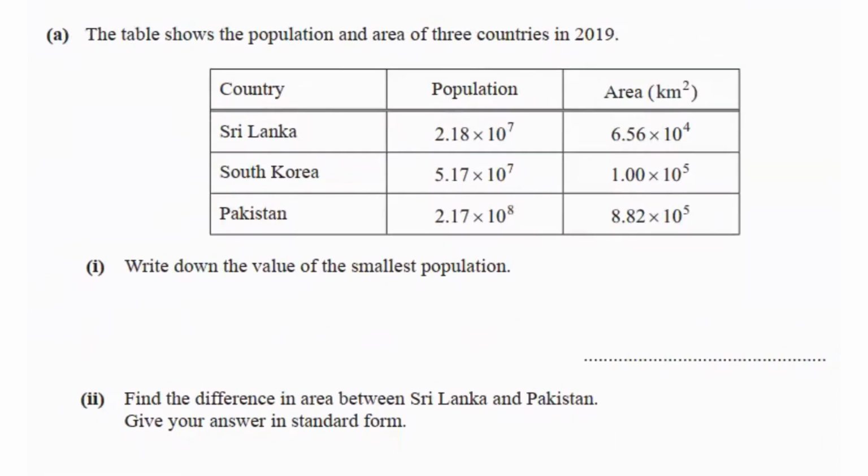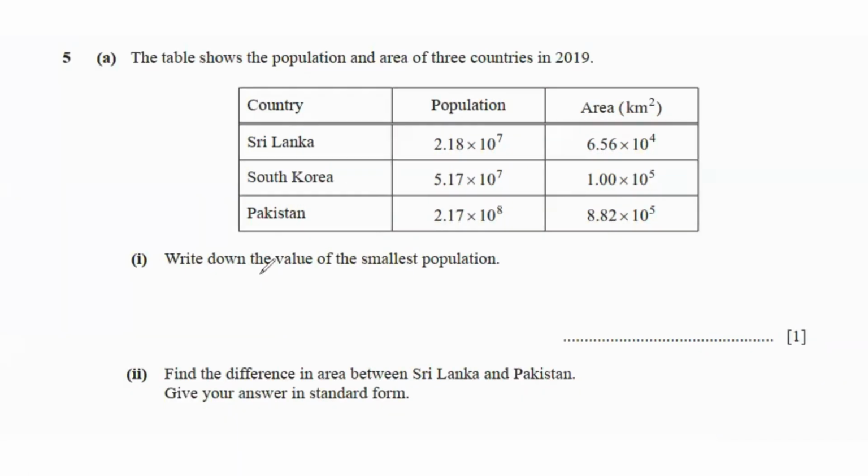Question 5 gives us a table of population and area of 3 countries in 2019. Write out the value of the smallest population. Smallest population over here is going to be 2.18 times 10 to the power of 7. Then it says find the difference in area between Sri Lanka and Pakistan.